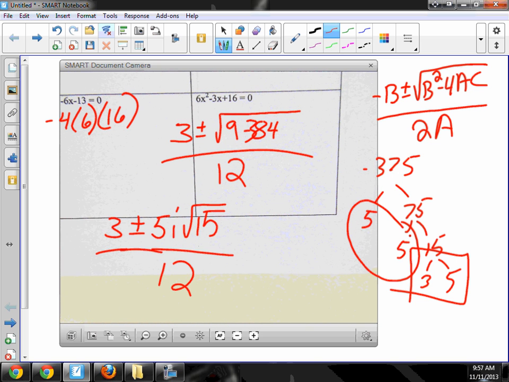And again, when I simplify this fraction, I ignore the root 15. Do 3 and 5 and 12 have any common factors? No, so that is the simplified answer.